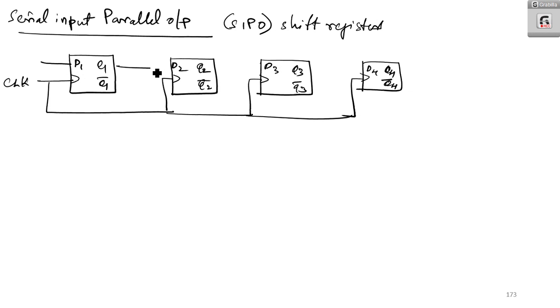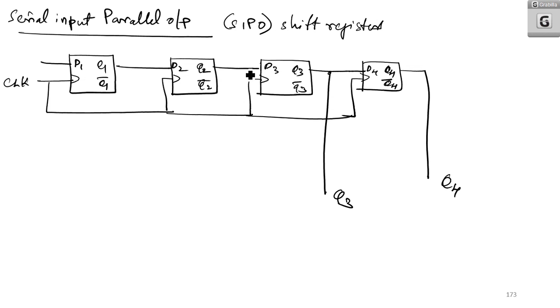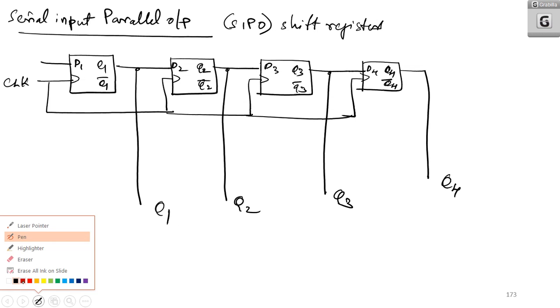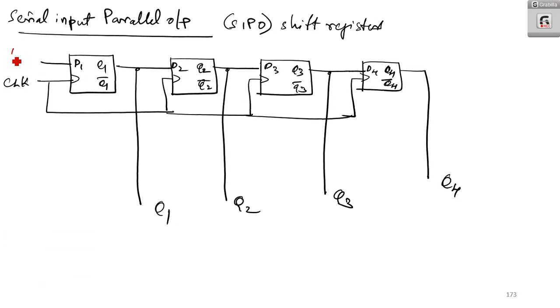This will be transferred to D2, Q2 will be transferred to D3, Q3 will be transferred to D4, and Q4 is taken out. This is Q4. But you can take your data separately. Here you are having Q3, here you are having Q2, here you are having Q1. Now for example, if I am giving the data in as 1, 0, 1, 0, that is easy to remember.